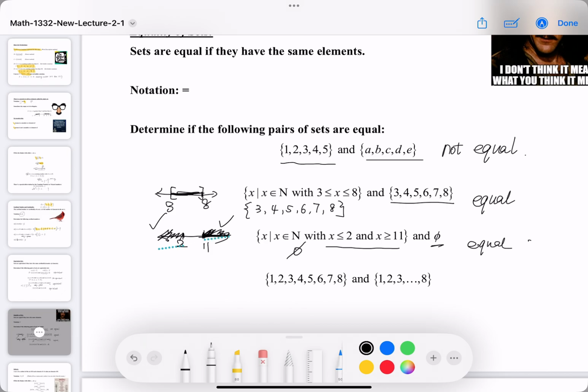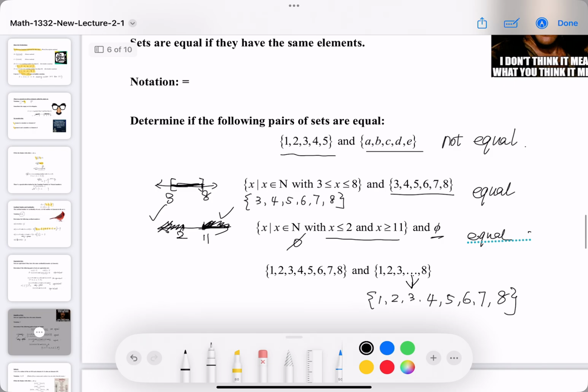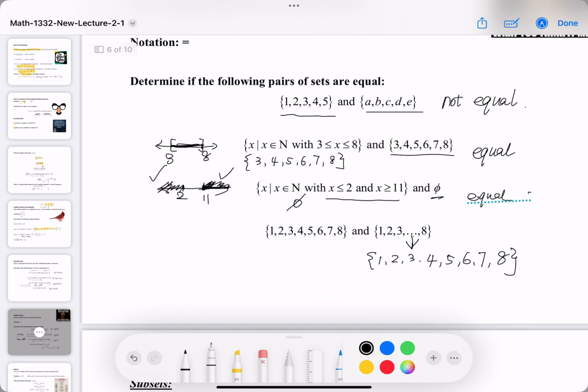And the last one, we have 1, 2, 3, 4, 5, 6, 7, 8. And on the right, we have 1, 2, 3, etc. until 8. So what's the meaning of this? That means the natural numbers or counting numbers between 1 and 8. So 1, 2, 3, 4, 5, 6, 7, 8. All right. Yes, obviously, the right and left sets are exactly the same. So we say they are equal.